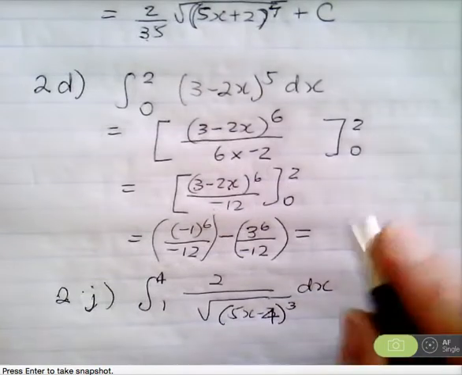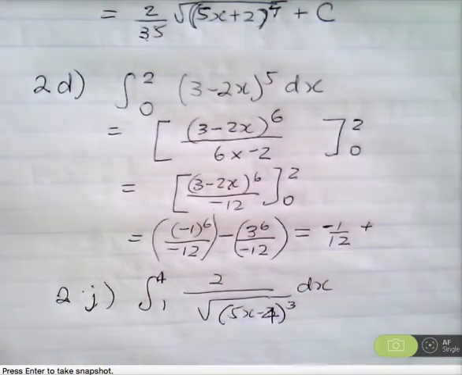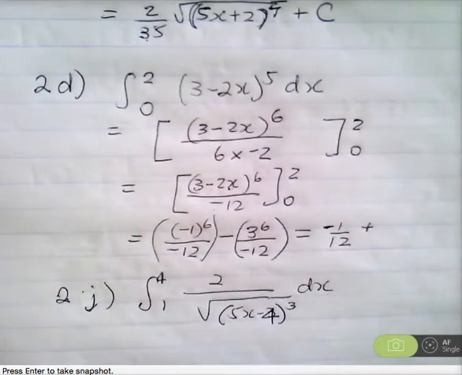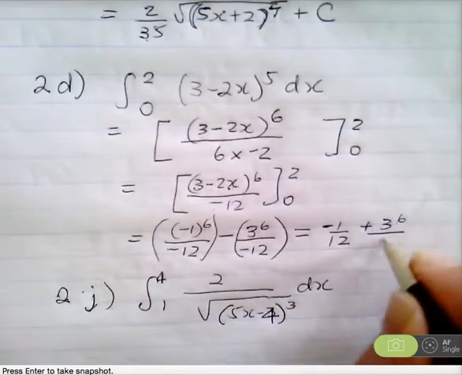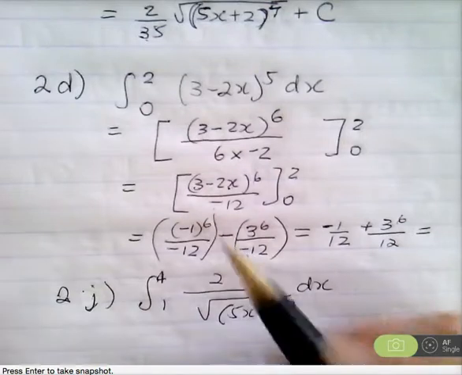So we get negative 1/12 plus something else. You can actually just do it plus, I don't know what 3 to the 6 is, but plus 3 to the 6 over 12. That's what you'll get, because minus minus gives you a plus.